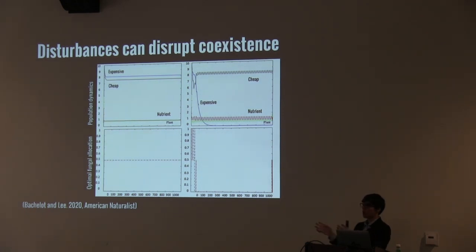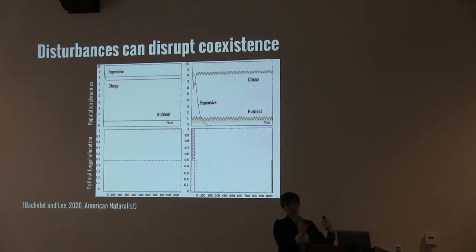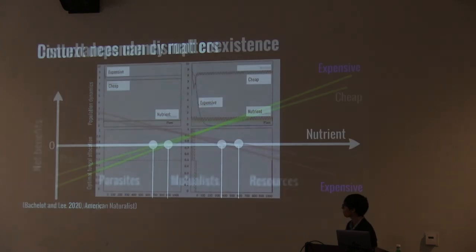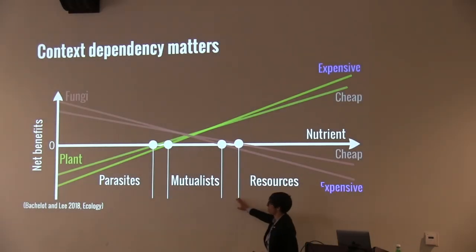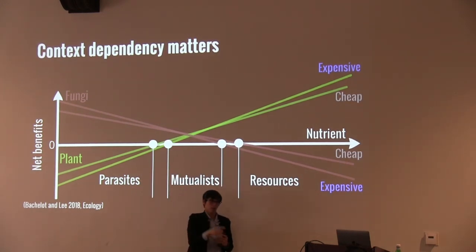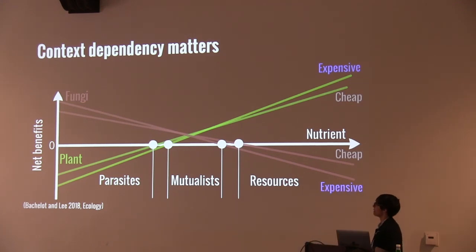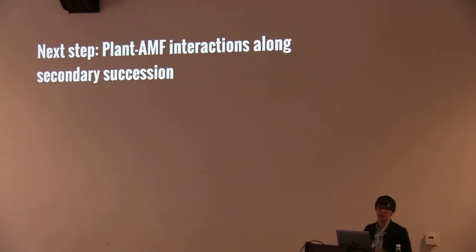And this is because if you look at where you are in the context dependency, the disturbance led the expensive fungi to flip and become a parasite, so the plant did not want that fungi anymore. So again, it's going back to this little framework that I showed you where, depending on what the disturbance does to the nutrient availability, for example, if you stay here, not much is going to happen, but if the disturbance pushes you to the other side of the pivot points, that's when you're going to see dramatic change in the coexistence of the fungi. Okay, so that's exciting.